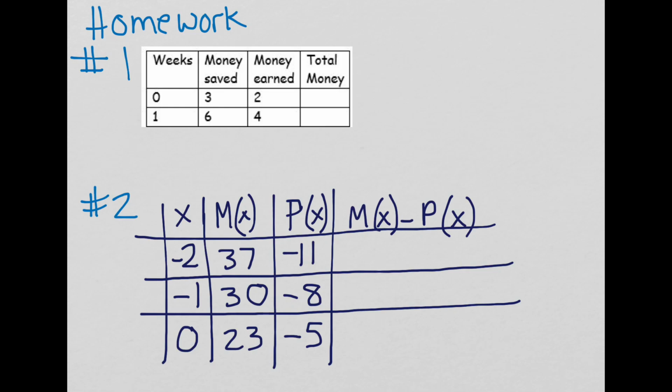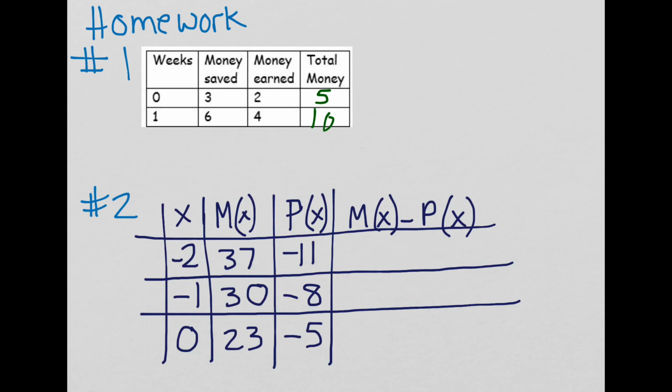Okay, let's look at your homework for a little bit because I know that's why you're watching. So in the beginning, you're going to just add in your table. 3 plus 2 is 5, 6 plus 4 is 10. And then down in the table below, you're going to subtract.